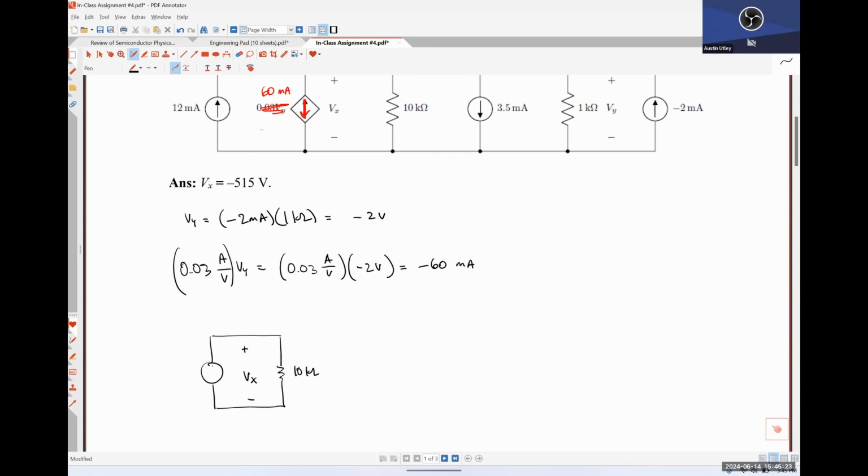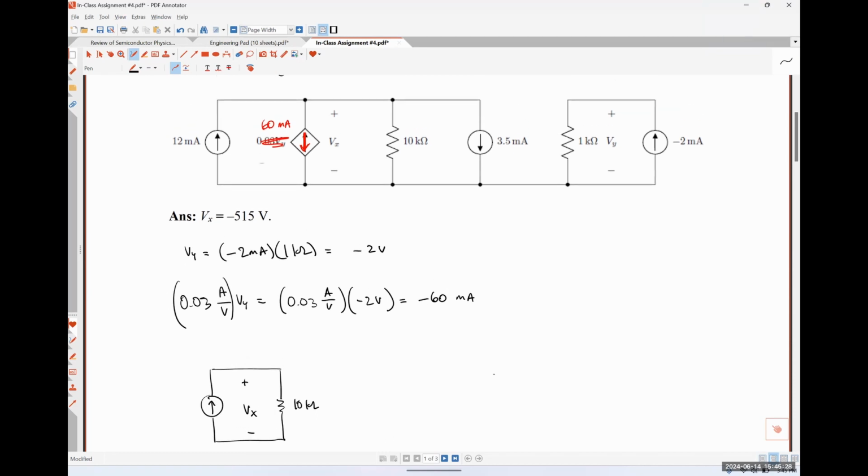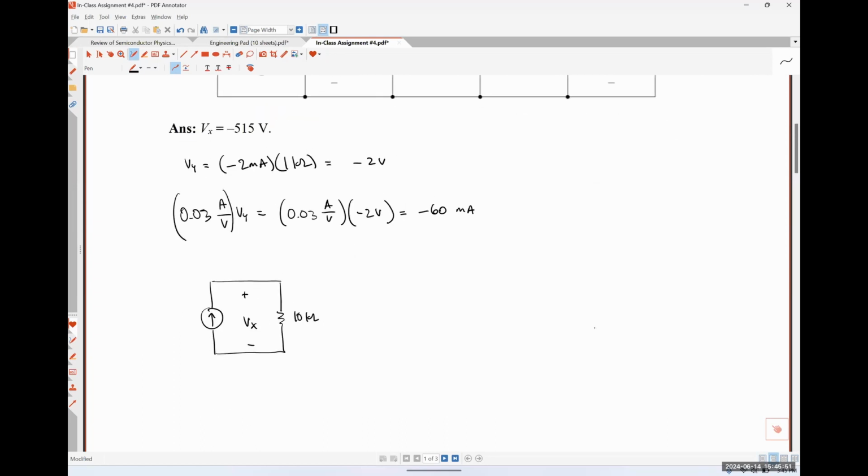Up, okay? So what should my equivalent current source look like, or what should its value be? So I have 12 up, 60 down, and 3.5 down. So that's going to look like 12 minus 60 minus 3.5, or negative 51.5 milliamps.